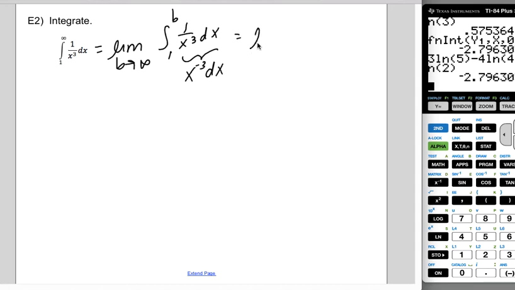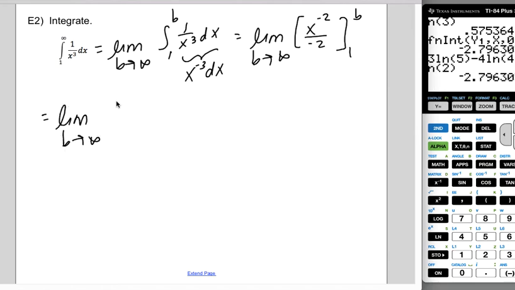So that's going to end up being the limit as b approaches infinity. I'm going to up the power by 1 and divide by the new power. So this is going to be x to the negative 2 over negative 2 from 1 to b, which I'm probably going to rewrite because it's a little ugly, as 1 over negative 2x squared, from 1 to b.